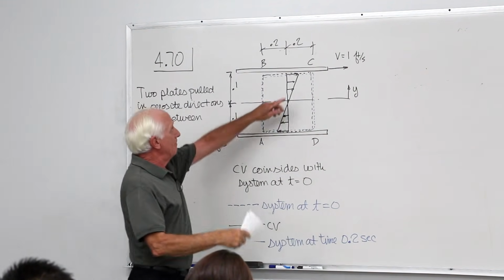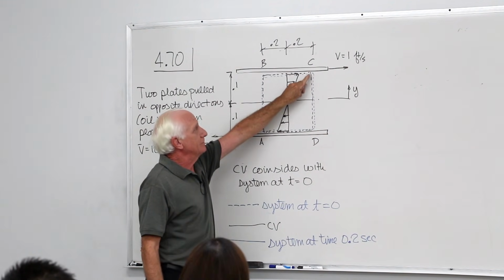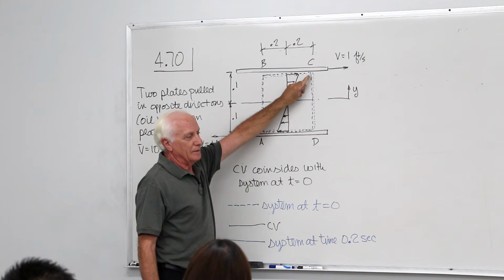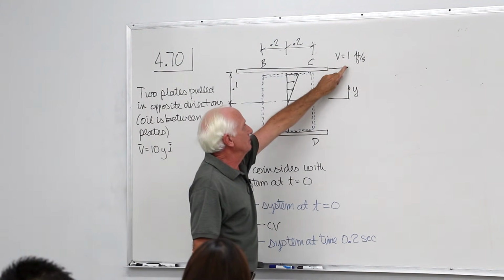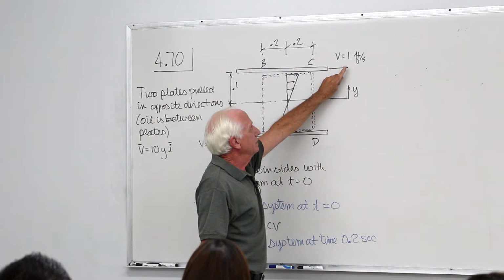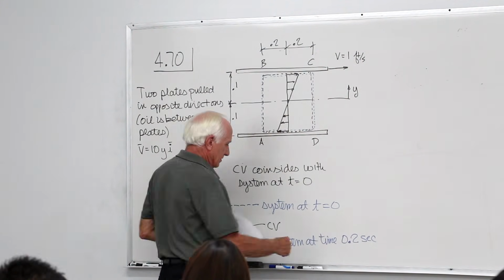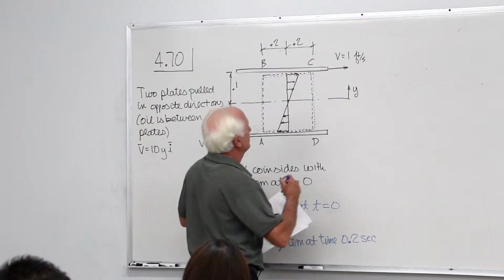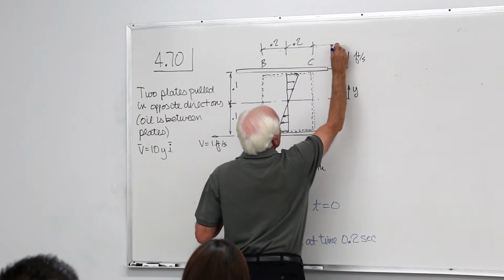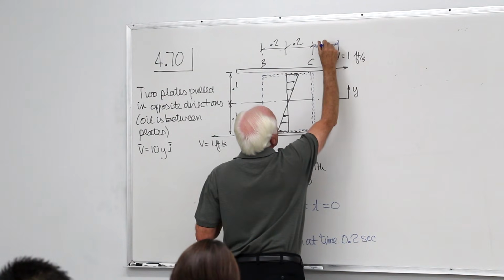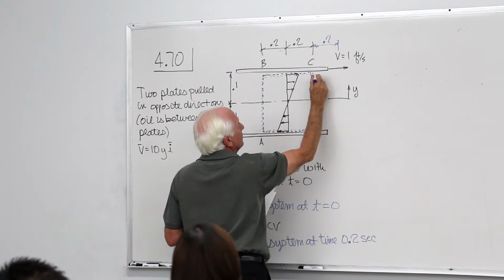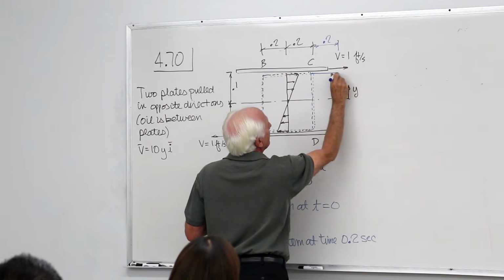Okay, so that top oil molecule was right there at time 0. After 2/10 of a second, it moved over: 2/10 second times 1 foot per second is 2/10 of a foot. Where did it start out? Where did it end up? Another 2/10 out. This particle moved out here to there.